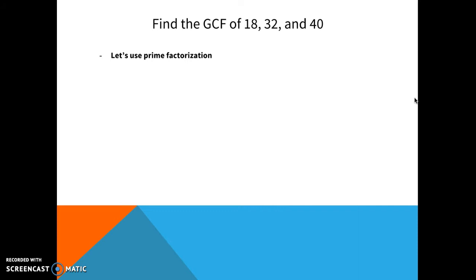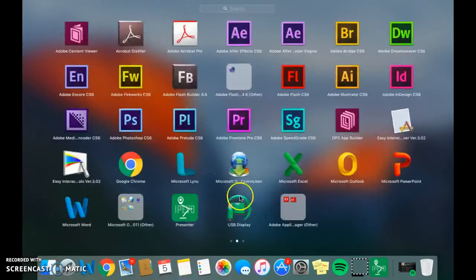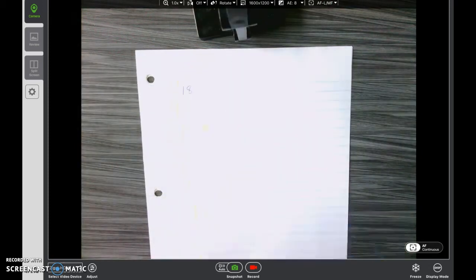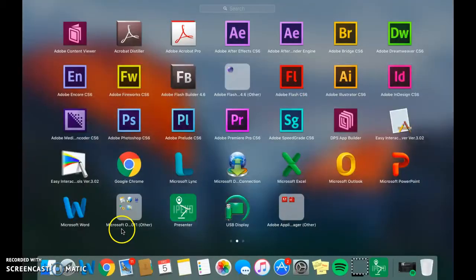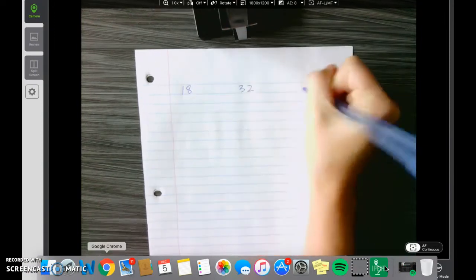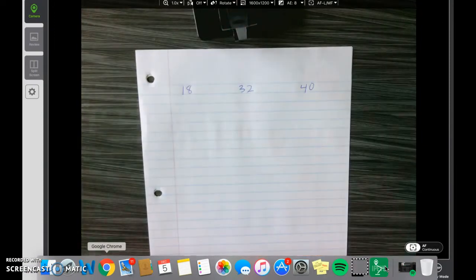So the first strategy that we're going to use is we're going to use prime factorization to find the greatest common factor of 18, 32, and 40. And so the way that we're going to do this is we're going to make factor trees, or you can use the ladder if you want, to show each of the prime factors of all of our numbers. So we have 18, 32, and 40. And so I'm going to do the factor tree to find the prime factors of each of these.